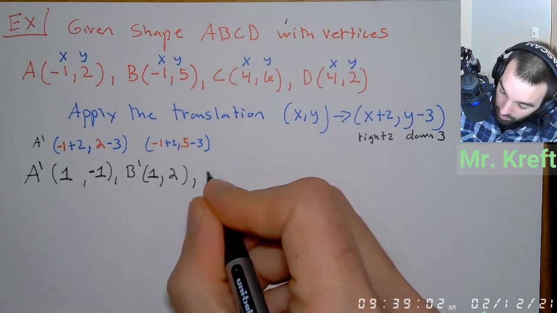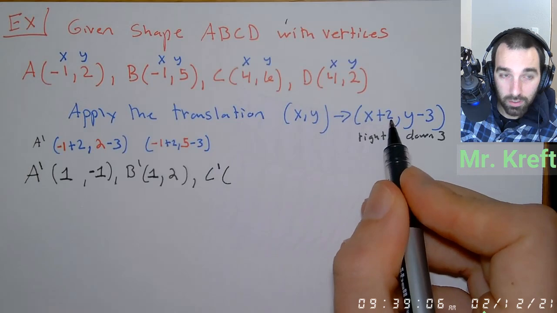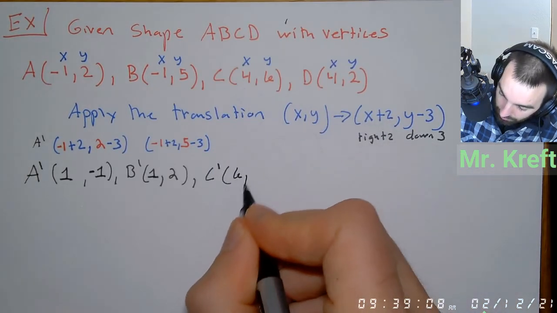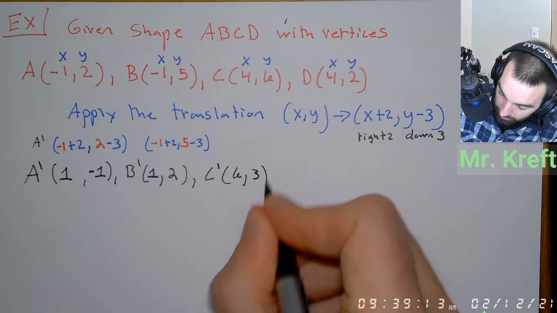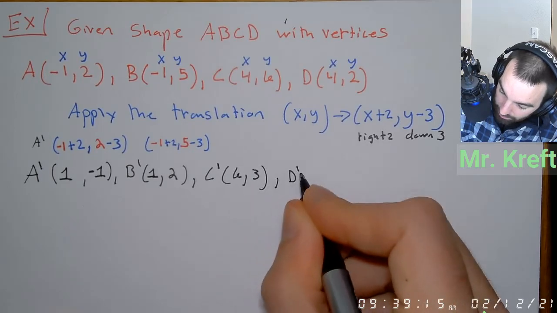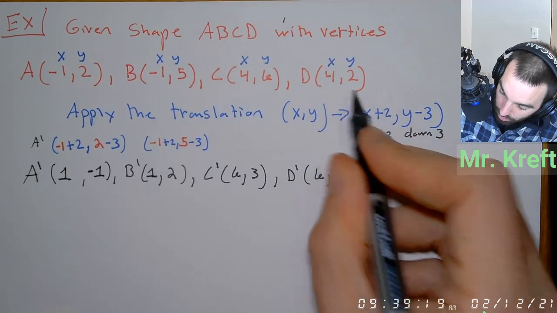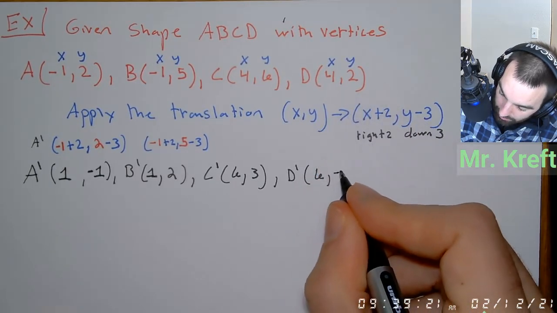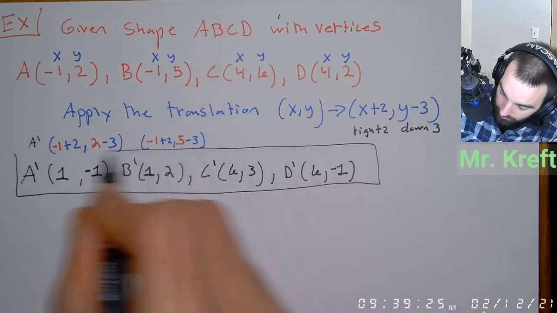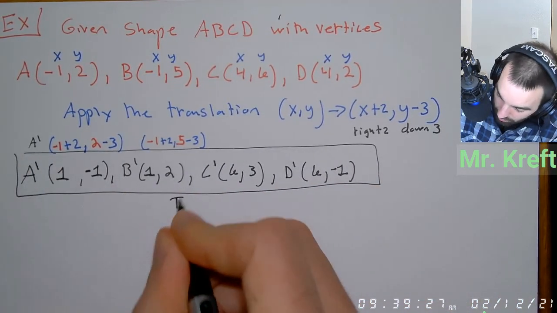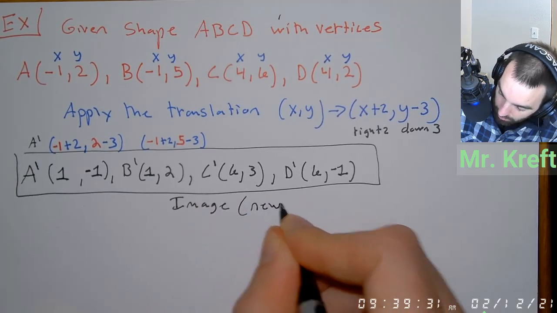Okay. So then I can do this for C prime. I'm going to have 4 plus 2, that's 6, and 6 minus 3, that's 3. And then D prime, I can have 4 plus 2, that's 6, and then 2 minus 3, that's -1. This is my image, or new shape.